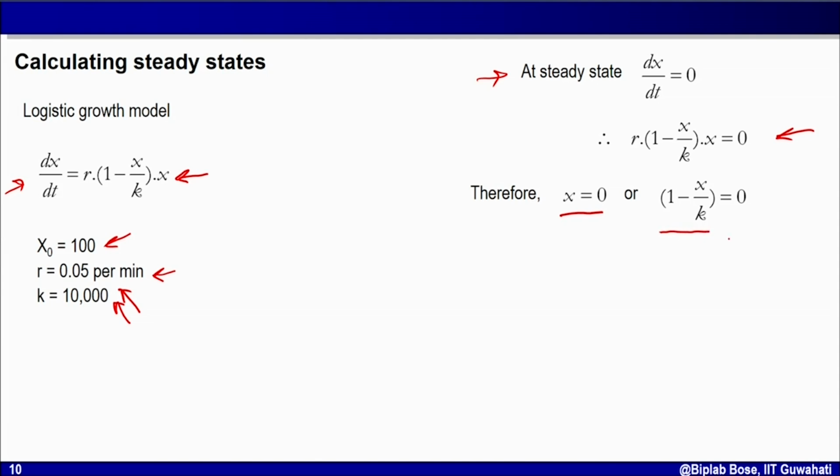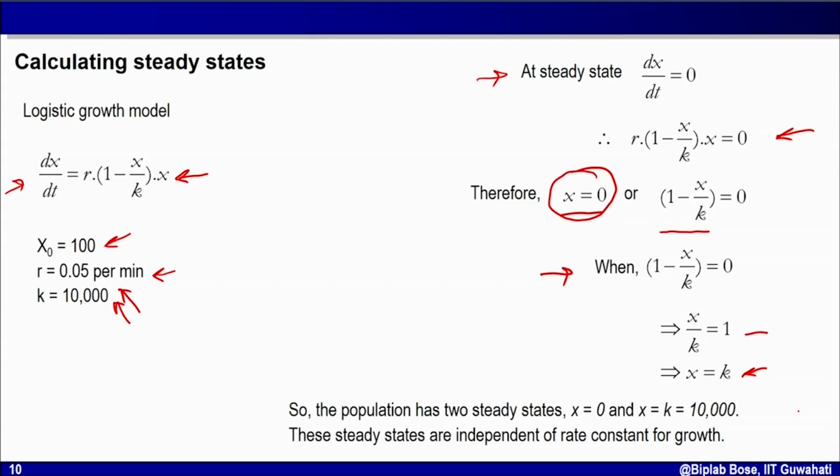It is simple algebra. So if x equal to 0, dx/dt will be 0. So that is my one steady state. Simply I got it. Now the other option is 1 minus x by k can also be 0. Then also dx/dt will be 0. So when 1 minus x by k is equal to 0, I can separate out x and everything else. That becomes x by k equal to 1. That means x equal to k. So what have I got? I have two steady states for this logistic growth model. One is x equal to 0, one is x equal to k. For both these values, dx/dt will be 0.